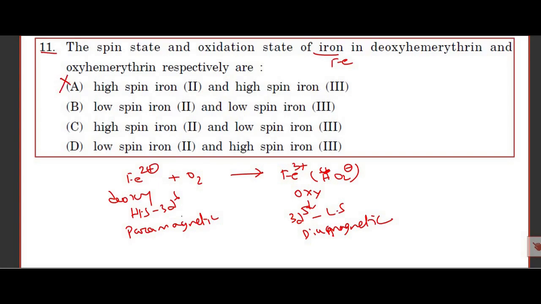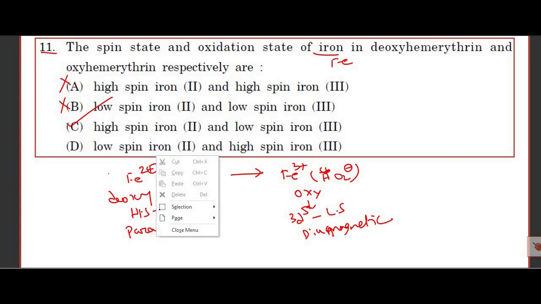No, it is wrong. Low spin iron 2, no. High spin iron 2 and low spin iron 3, option C is correct. In deoxy it is a high spin paramagnetic iron 2. Oxidation state is 2 plus. Here it is 3 plus. Option D is also wrong. Option C is correct: high spin state with 2 plus in deoxyhemerythrin and low spin state of iron 3 plus in oxyhemerythrin.